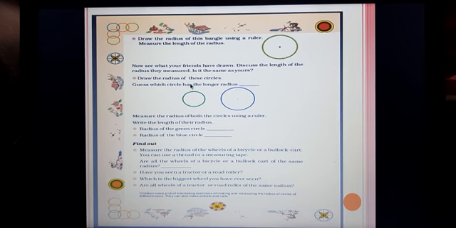This activity should be done in your textbook itself. You have to take a pencil and a ruler and do this. Now see what your friends have drawn. Discuss whether the length of the radius they measured is the same as yours.